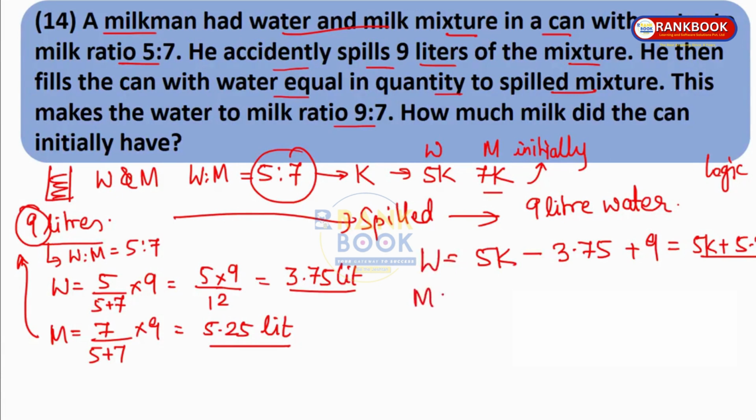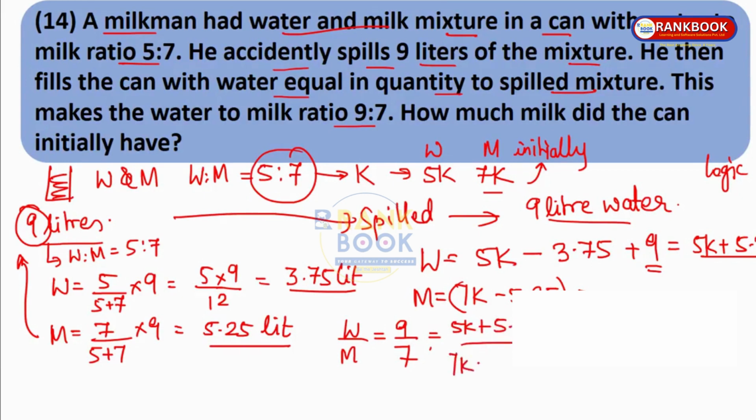Now how much is the amount of milk in the can? Initially the amount of milk was 7k, then the 9 liter mixture got spilled, so 5.25 liters of milk gets spilled or removed. No milk is added later on, only water is added. So we have 7k minus 5.25 liters of milk. They have given that in the final mixture, after the milkman adds 9 liters of water, the ratio of water to milk becomes 9:7. So that is nothing but 5k plus 5.25 upon 7k minus 5.25 equal to 9 by 7. On solving, we'll get the value of k as 3.